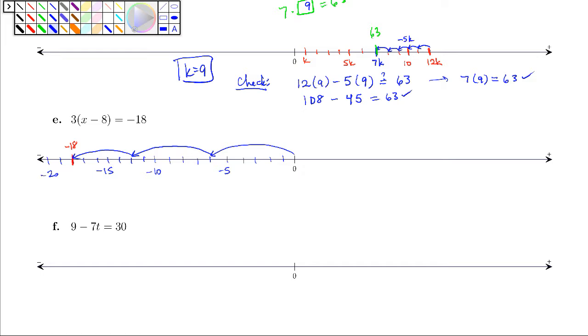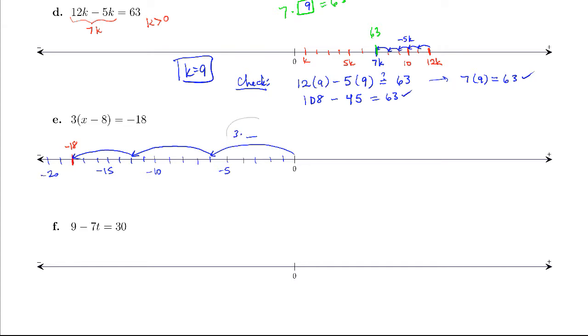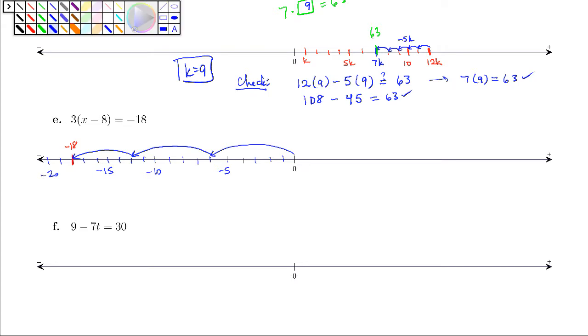So here's 3 copies of some number equals negative 18. This is 3 times something. So this should be x minus 8. This is the thing that I'm multiplying by 3, so this should be x minus 8. So that says my x minus 8 should actually be negative 6.